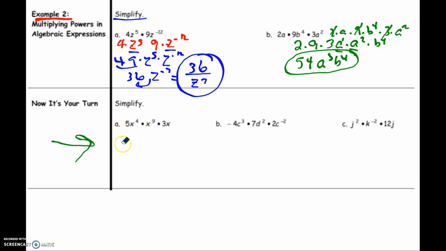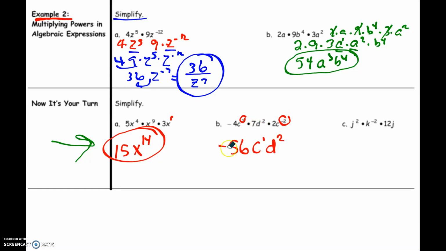Alright, A, 5 times 3 is 15. X to the fourth times x to the ninth times x to the first is x to the 14th. B, negative 4 times 7 times 2, negative 56. C to the positive first, because 3 and negative 2 makes 1, and D to the second.